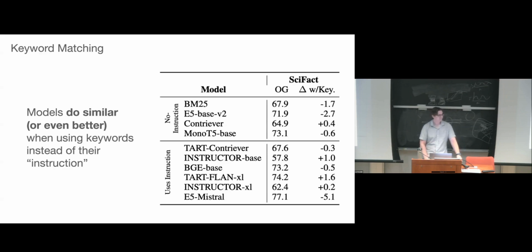Sorry, how do you get to do this comparison? How do you convert the instruction to a keyword? Manually. If the thing was about finance, I use the word finance. If it was about science, I use the word science.